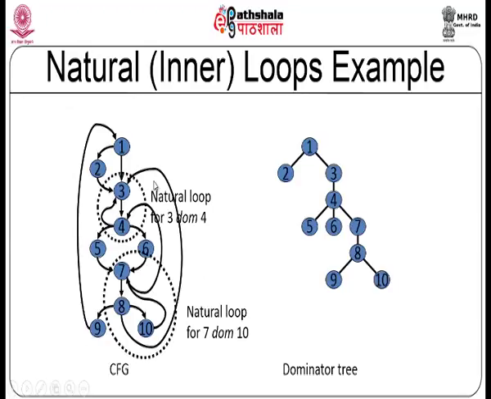So here this is a natural loop for 3 dominating 4, which we have already seen, and this is the one for 7 dominating 10. There is a back edge from 10 to 7. So what will be in the path? 7 to 8, 8 to 10, and 10 to 7. The nodes in the loop will be 7, 8 and 10. The input will be 10 to 7. I start with 10, its predecessor is 8, and 8's predecessor is 7. So I will have 7, 8, 10 as the nodes in the inner loop.